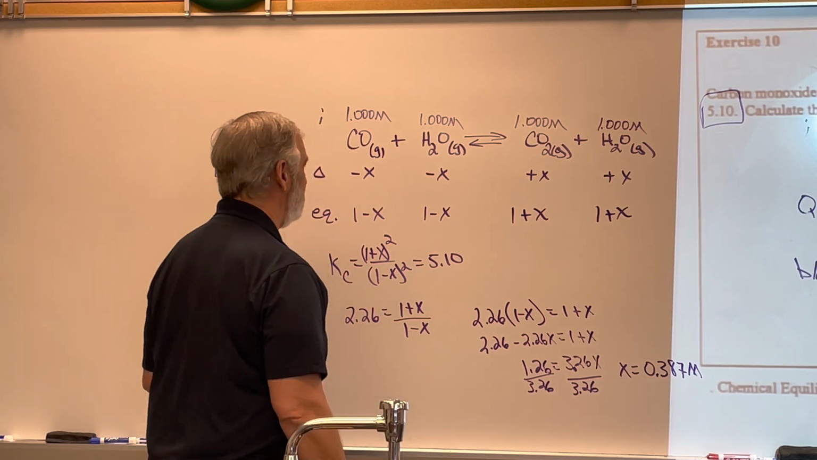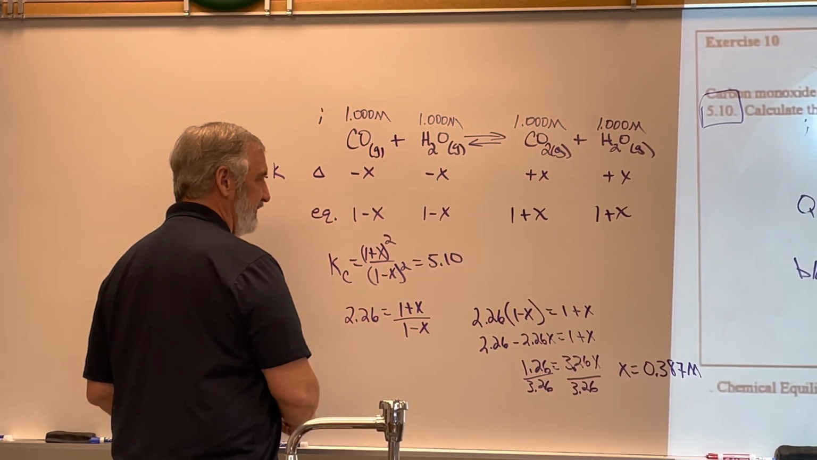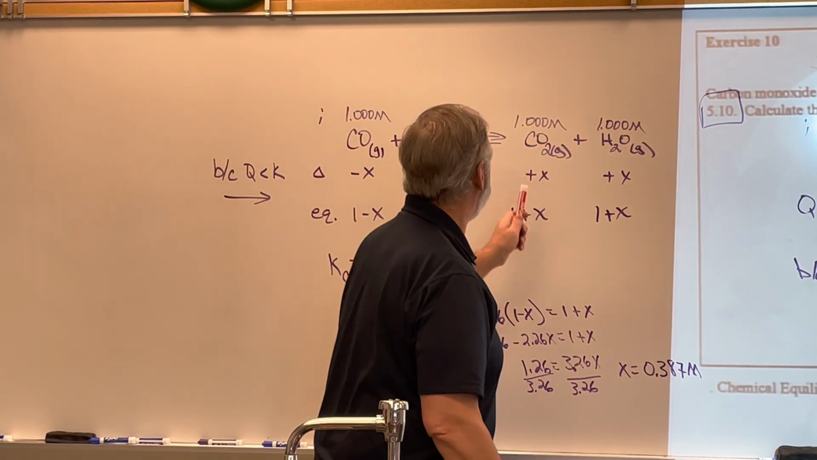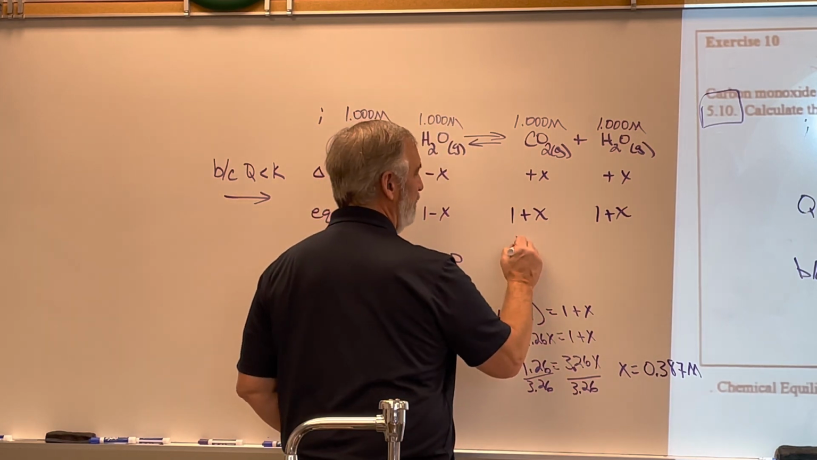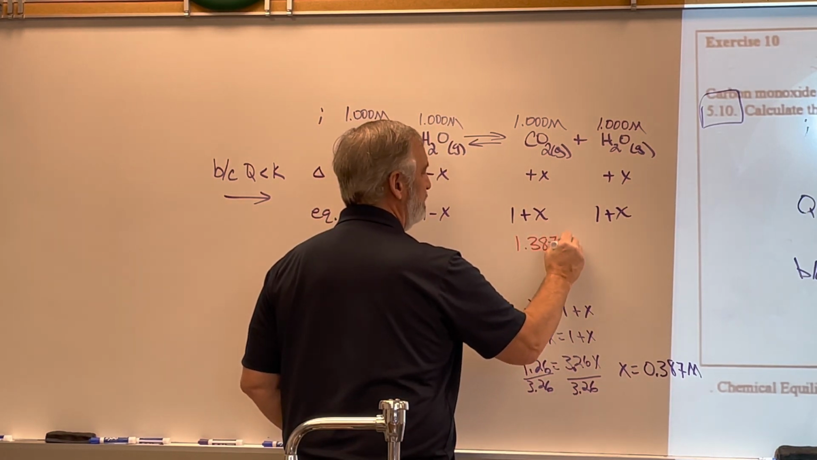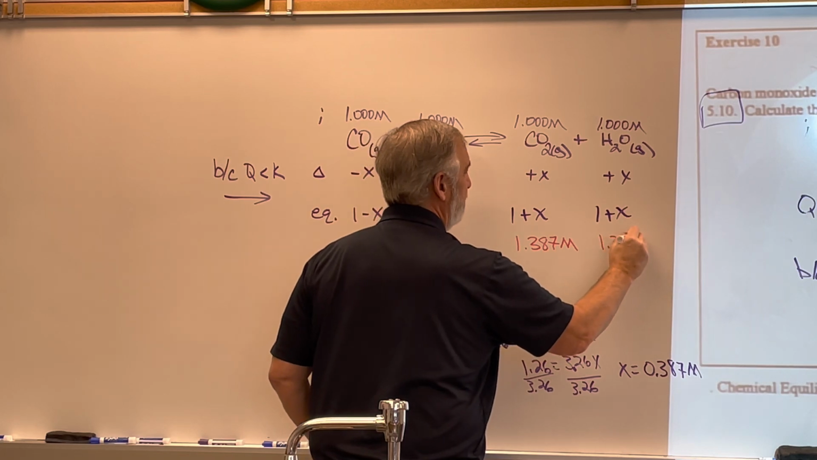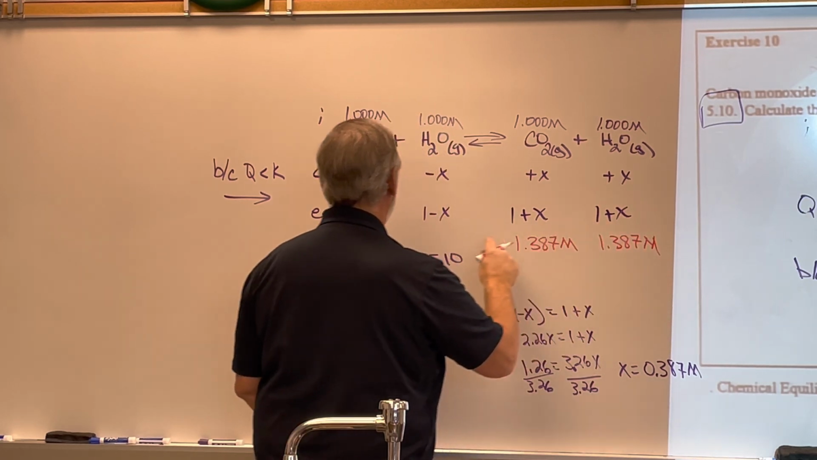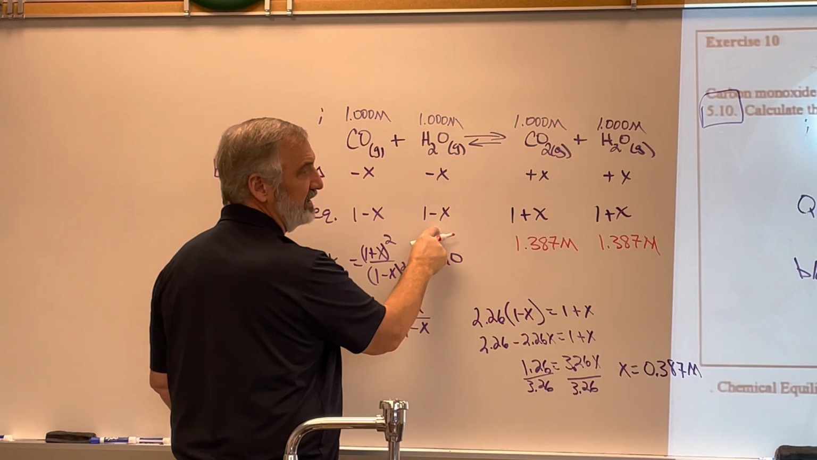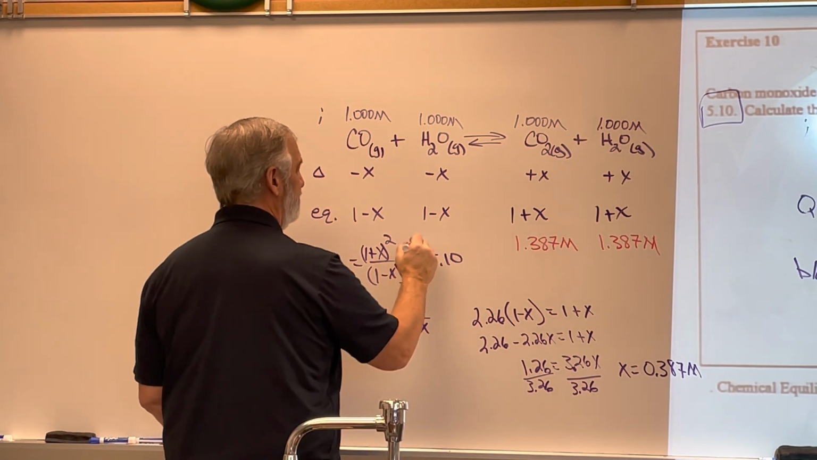Okay? So now when we go back in here and we plug in 1 plus x, each of these are going to be 1.387 molar, because I'm adding 1 plus x. These are all going to be 1 minus x, which is going to be 0.613.